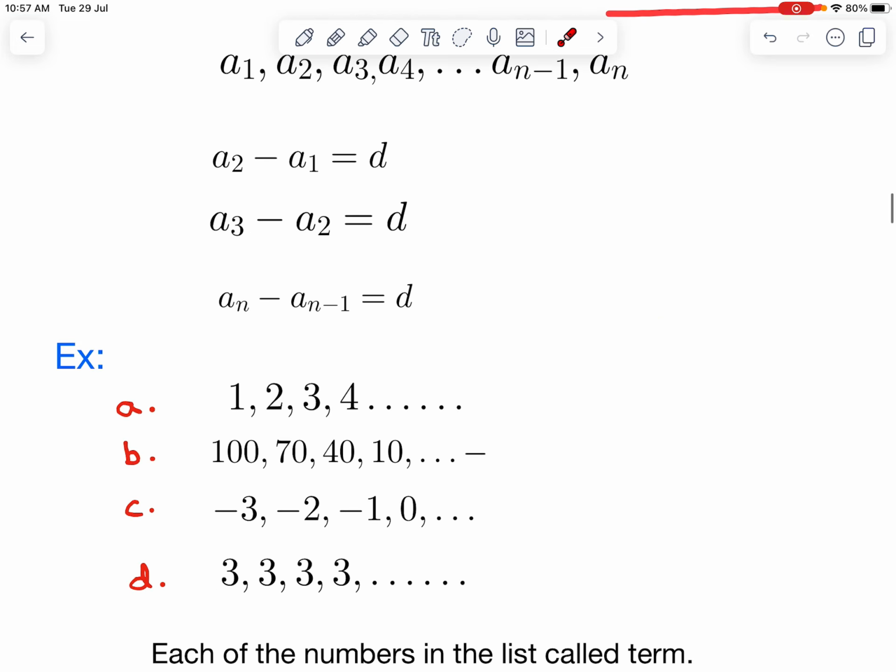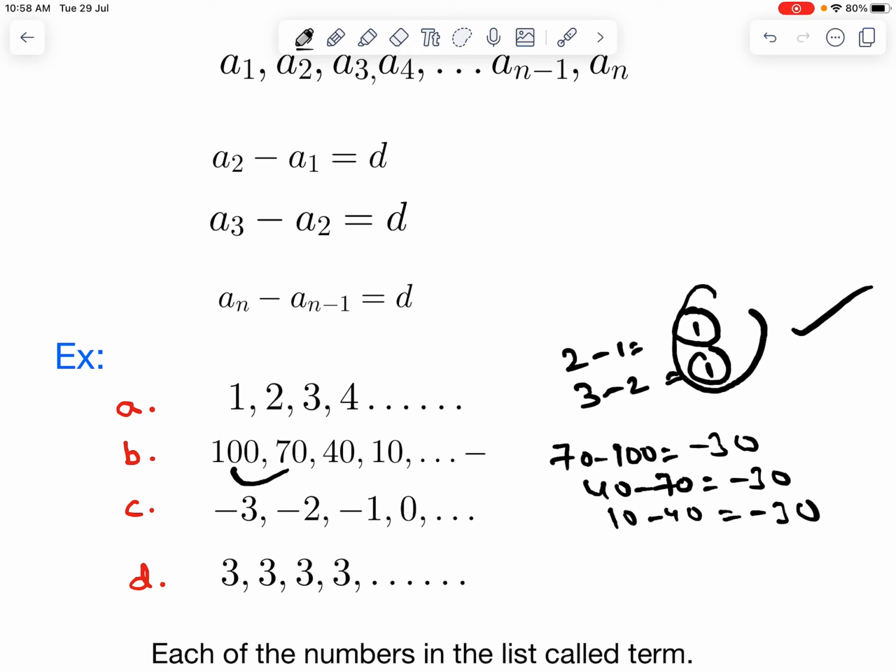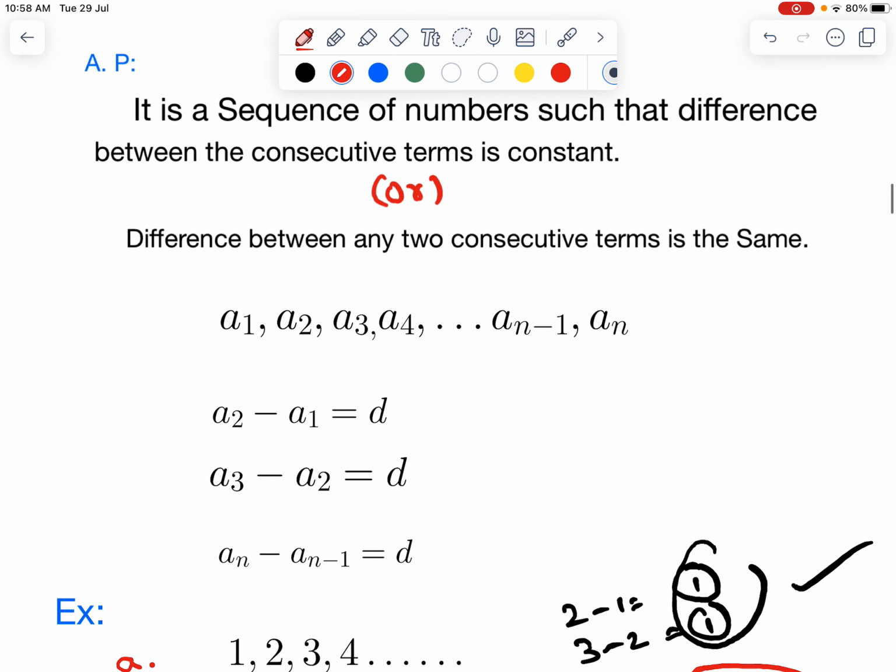Okay, examples 1, 2, 3, 4. The difference between 2 minus 1, 1. 3 minus 2, 1. Therefore the difference is the same. You can observe here 70 minus 100, that is equal to minus 30. 40 minus 70, that is equal to minus 30. 10 minus 40, that is equal to minus 30. Therefore the constant is the same. The difference between consecutive terms is the same.